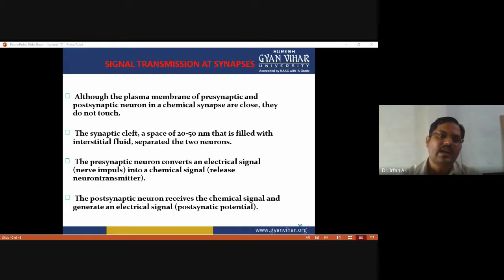Now the postsynaptic neuron receives the chemical signal, and it generates an electrical signal again. So what is the process? First, the electrical signal is converted into a chemical signal, then the chemical signal is converted again into an electrical signal. All this process takes place at the presynaptic neuron, synapse, and postsynaptic neuron respectively.